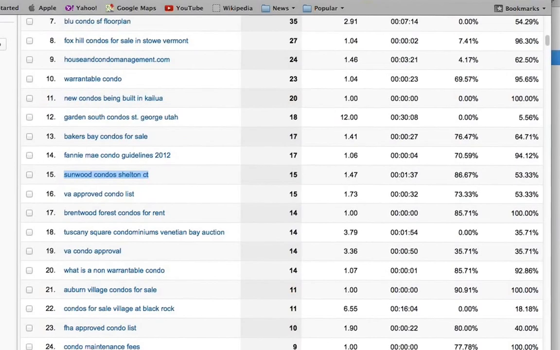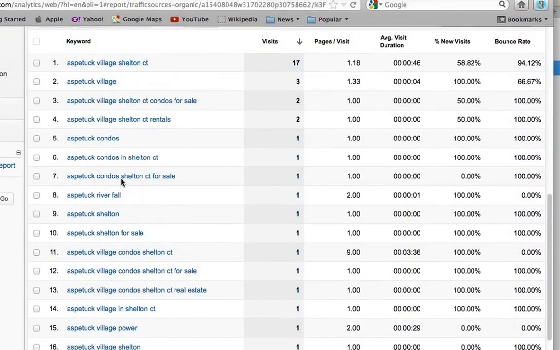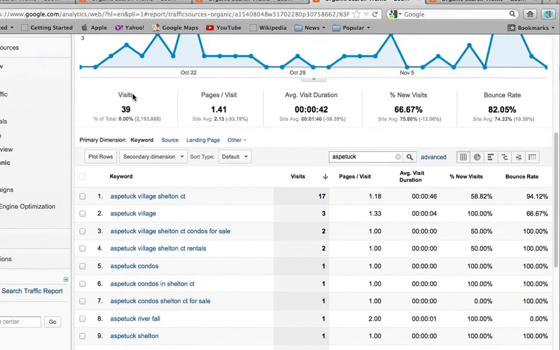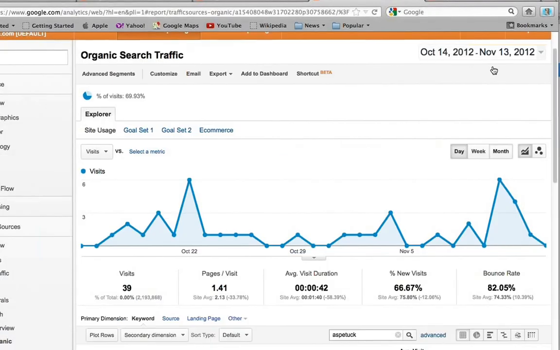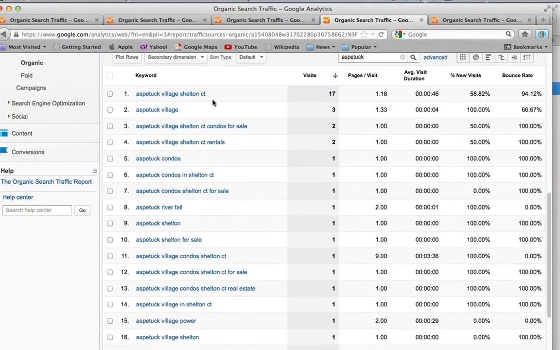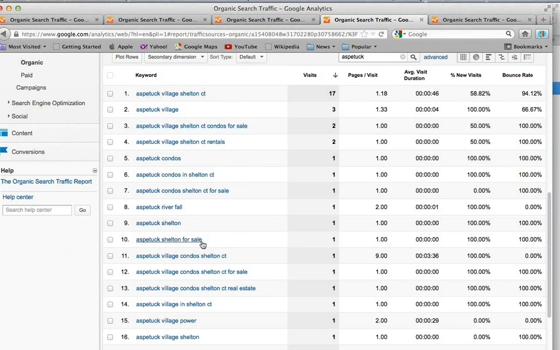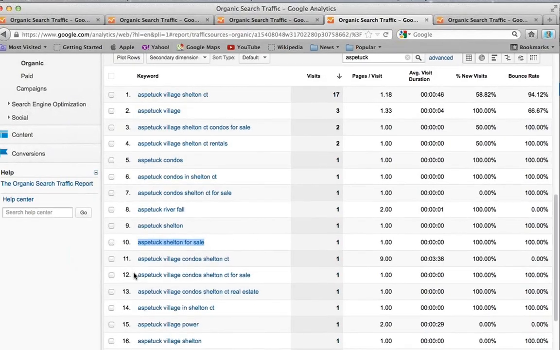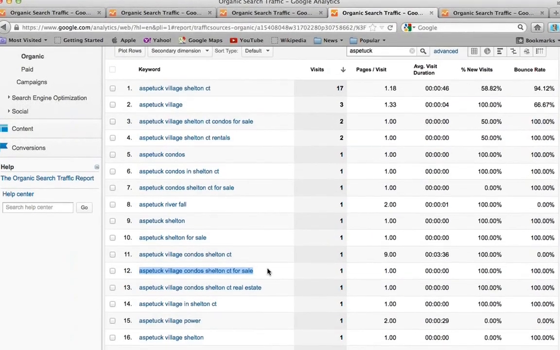So let's look at Aspetuck. What are some of the other ways that somebody found Aspetuck? And look at this. This is, again, just the last 30 days. And these are all very long tail sorts of searches, but look how many there are here, right? Here it was, Aspetuck condos, Shelton CT. Oh, no, we weren't even looking at that. I'm sorry. Look at this. Aspetuck Shelton for sale. Aspetuck Village condos, Shelton, Connecticut for sale.